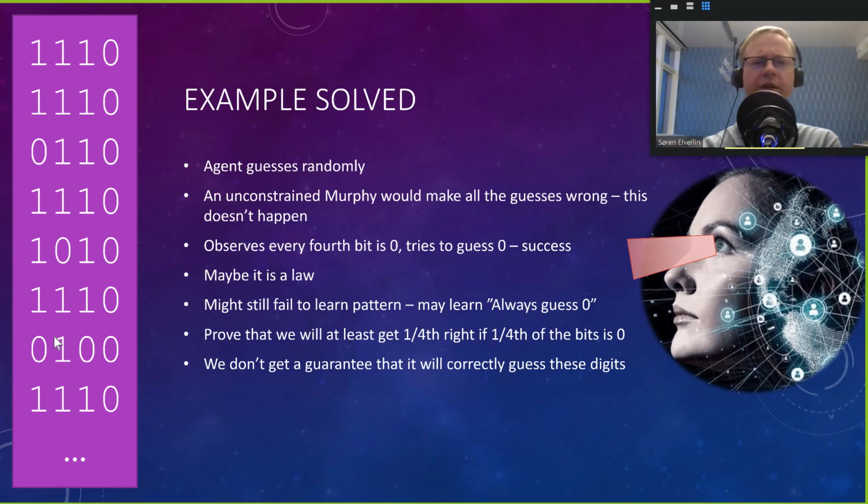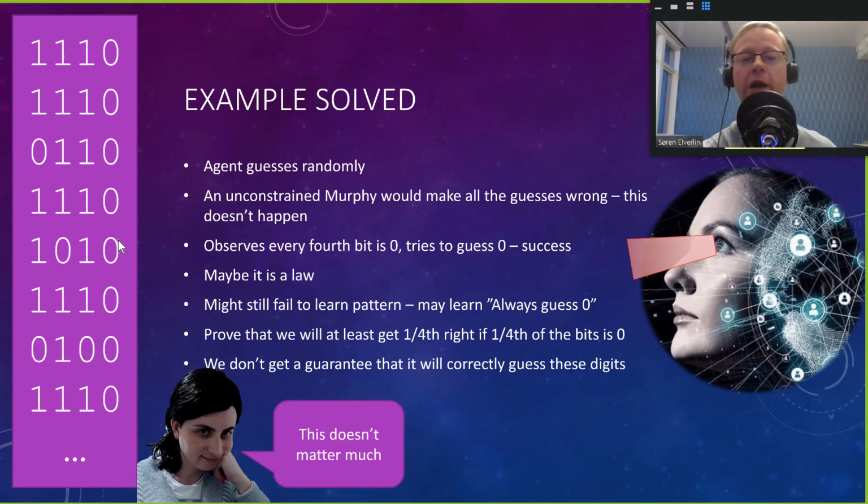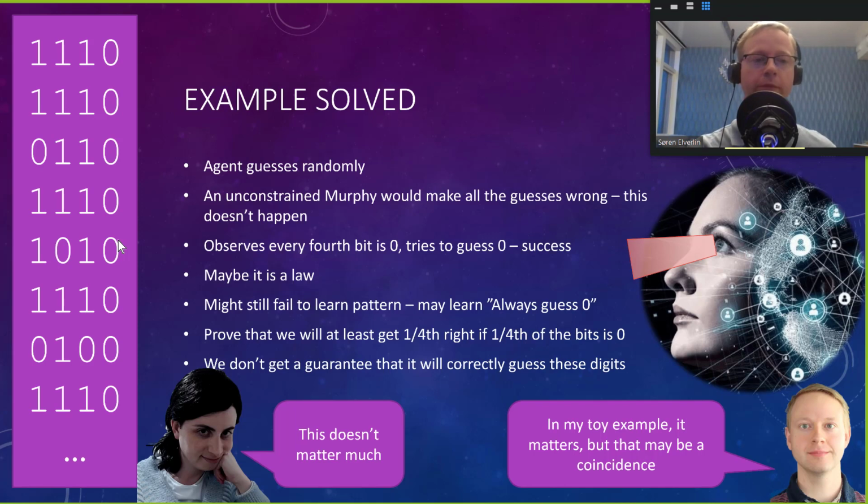One thing we don't get is a guarantee that it will actually correctly guess these bits. It may get some very different bits right. Vanessa Kosoy argues that this isn't very much of a problem. The goal is just to get a very low loss. Of course, in my toy example, where these were the questions that related to AI safety, then these bits are in fact really important. To what extent my example generalizes is of course an open question.